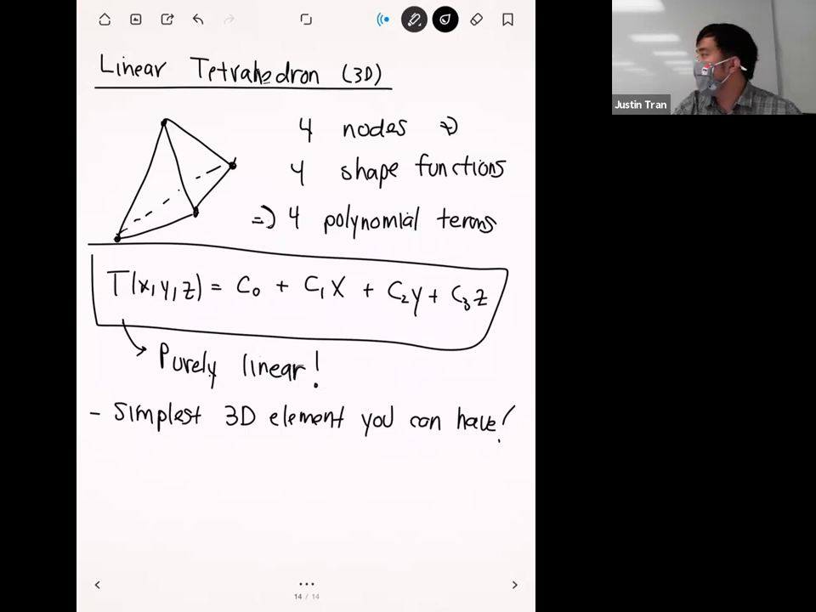If you're implementing a finite element code for the first time, coding up your own, and you want to do a 3D simulation, then linear tetrahedra is where you're going to start, just because it is so simple, and then you add more complexity on top of this. Any questions on this? Okay, so that's the linear tetrahedron. Now let's go to the quadratic version.